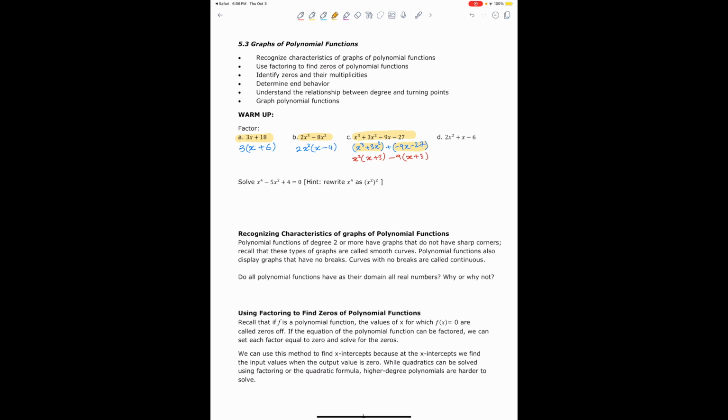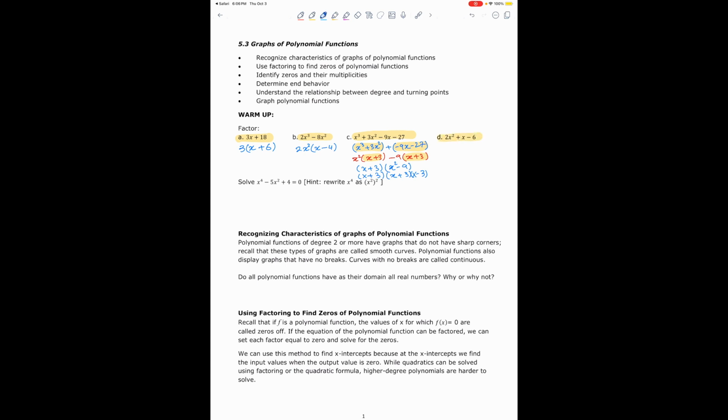Notice how now these are common factors, so I can pull them out as a common factor. What I will have left is x squared minus 9. However, x squared minus 9 can be factored further. So I'm going to say x plus 3, and then I know that x squared minus 9 can be factored into x plus 3 times x minus 3. And that is the full factorization of that one.